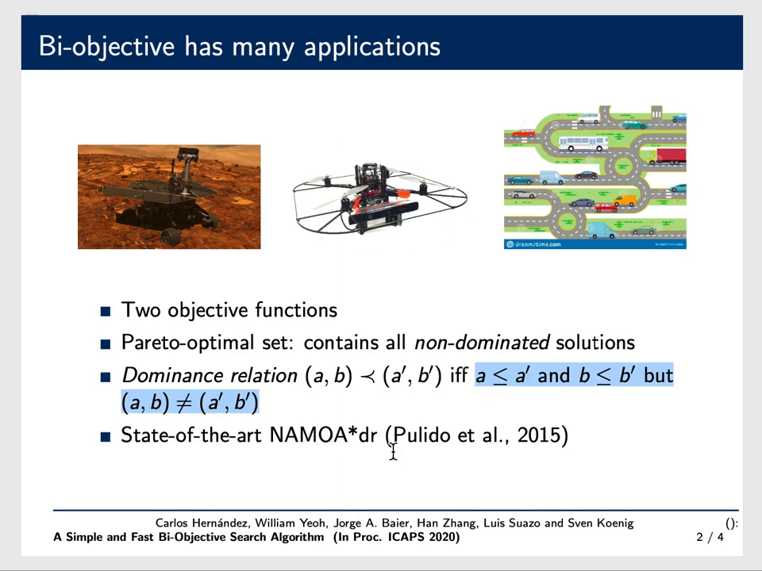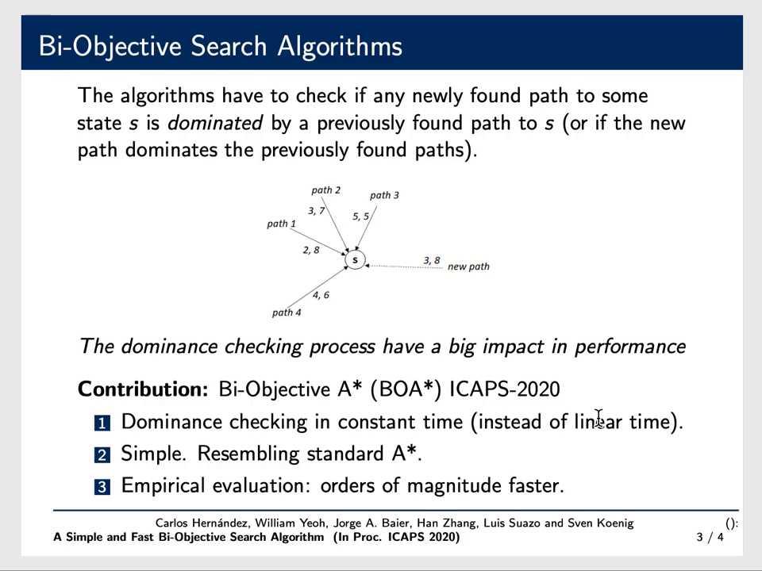In the state of the art for this problem, we find the algorithm NAMOA*dr, which we call this way in this paper. It was proposed by Pulido and colleagues in 2015. In our paper, we propose a different algorithm, which is called bi-objective A star, and we like to call this algorithm BOA. The algorithm improves over the state of the art by making some of the dominance checks more efficient.